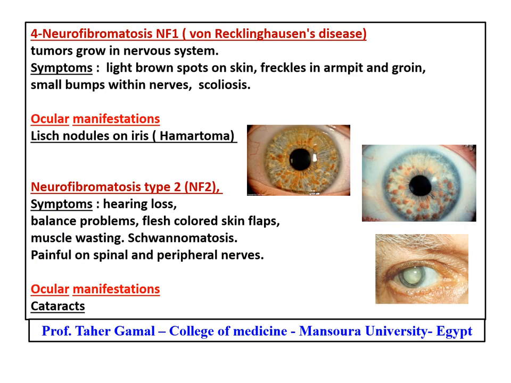The fourth phacomatosis is neurofibromatosis, von Recklinghausen's disease. Tumors grow in the nervous system. Symptoms: light brown spots on the skin, freckles in the armpit and groin, small bumps within nerves, and scoliosis. The ocular manifestation: Lisch nodules on the iris, or hamartoma. The second type, neurofibromatosis type 2, symptoms: hearing loss, balance problems, flesh-colored skin flaps, muscle wasting, schwannomatosis, painful on spinal and peripheral nerves. Ocular manifestation: complicated cataract.